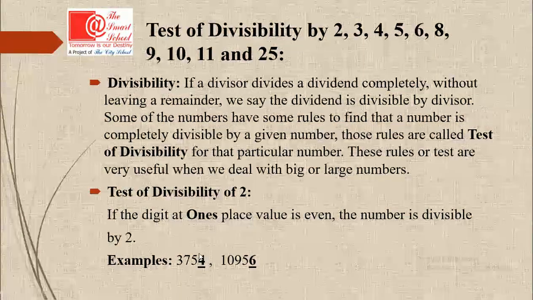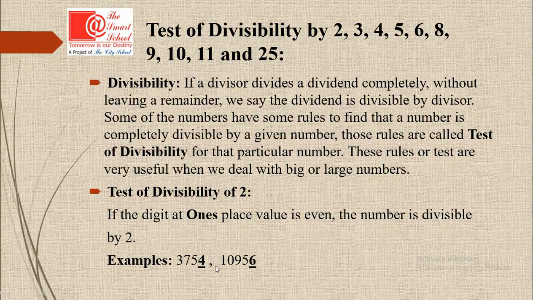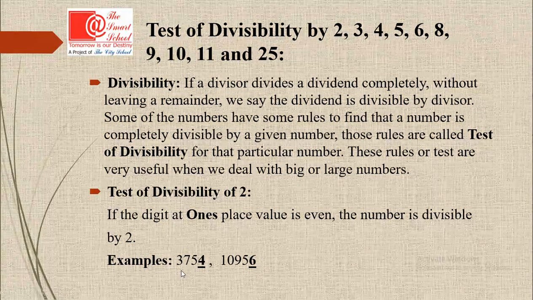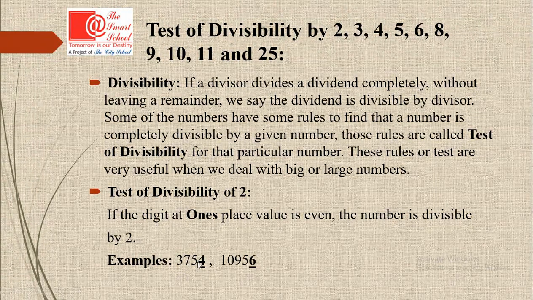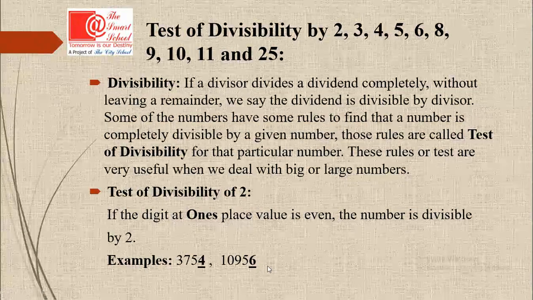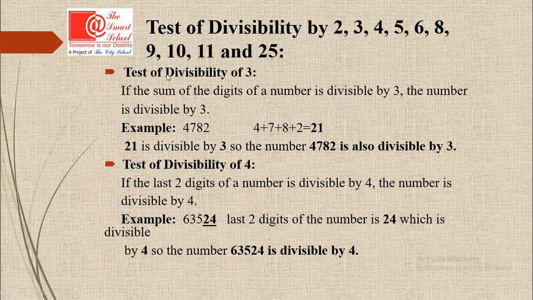It is so simple. So we will just check the digit which is at one's place value, if it is even or divisible by 2, so the whole number is divisible by 2. So it is 3754 and it is divisible by 2, and same is here 10,956 because 6 is here, so the number is divisible by 2, and we can say this in just one glance.